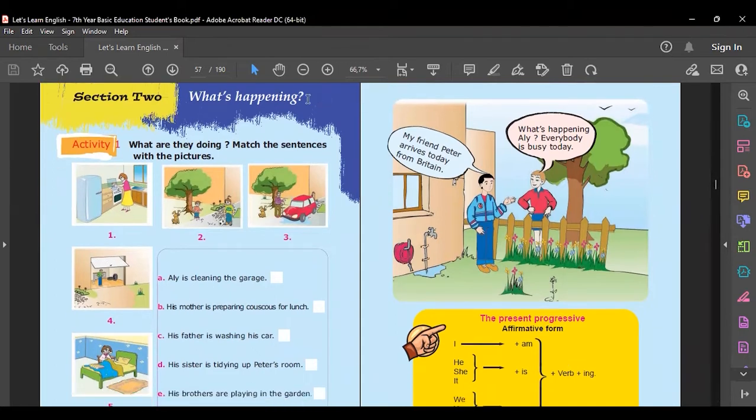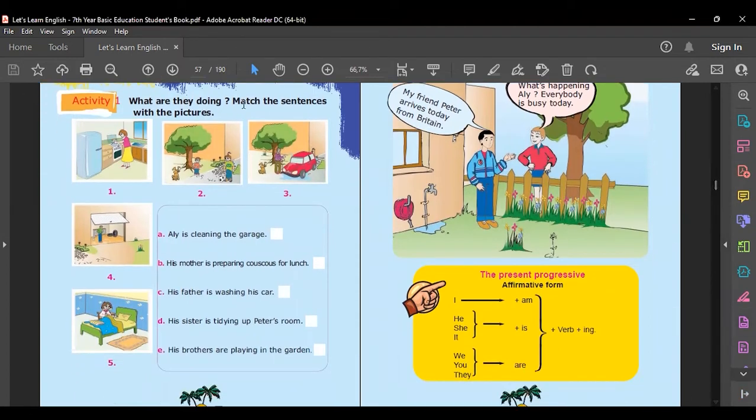So the first rule here: we don't pronounce the G. We don't say "what's happening" with the G; we say "what's happenin'." So, activity 1, what are they doing? Match these sentences with the pictures.